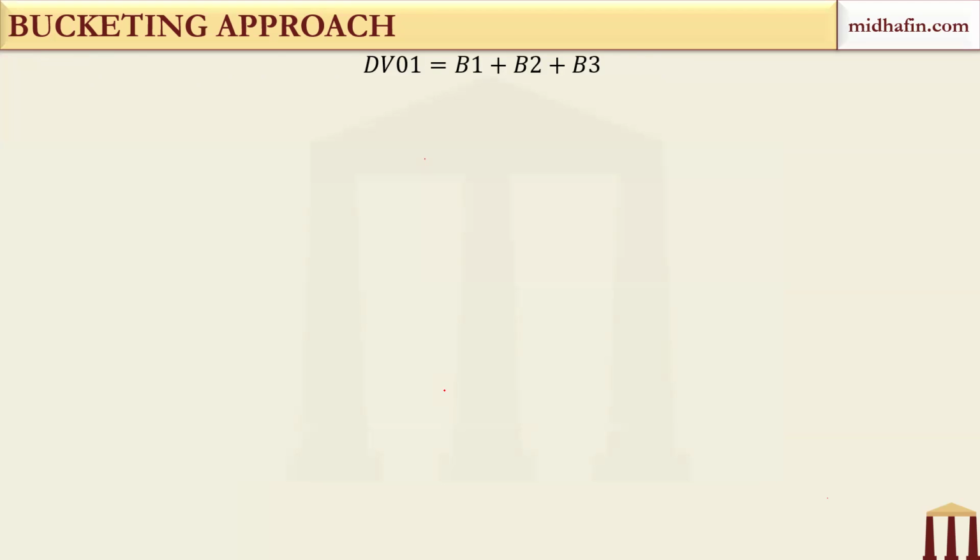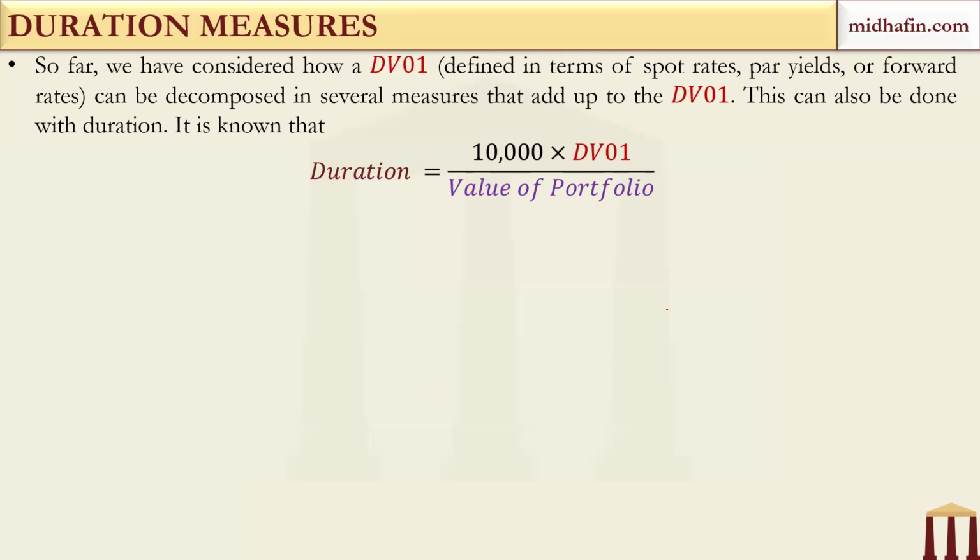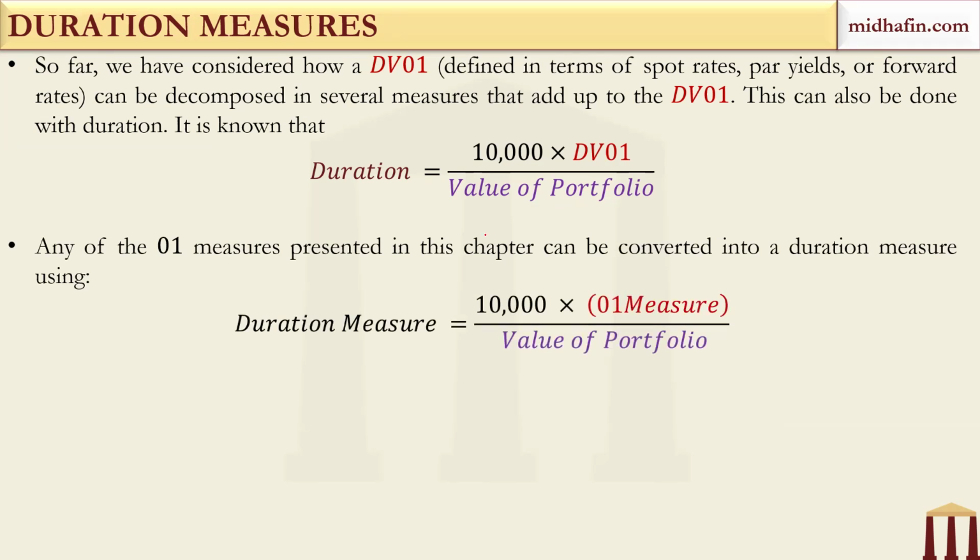Now, depending on how complex you want your model to be, you can decide whether to go for the KRO1 approach or the bucketing approach to hedge against. If I talk about duration measures, duration is given, as we have seen in the last chapter, as 10,000 times DVO1 divided by the value of the portfolio. In fact, this formula is true to find duration using any partial O1 measures also, like KRO1 or bucket O1s. Any O1 measure can be used. So in general, duration can be given as 10,000 times any O1 measure divided by the value of the portfolio.